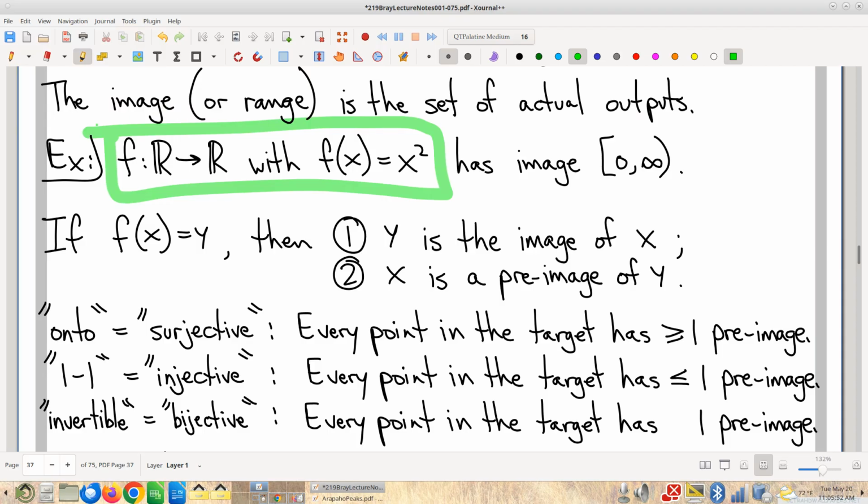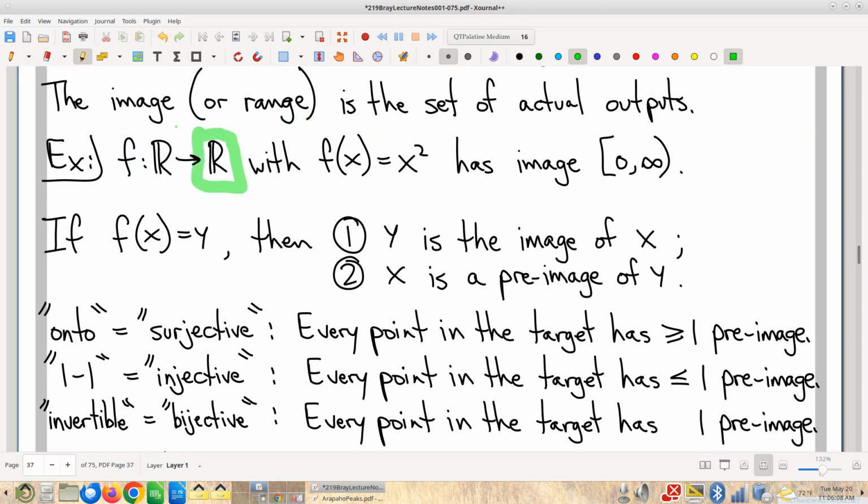Well, I allow any real number to come out, but notice not all real numbers actually do come out, right? Only the non-negative real numbers can ever actually come out of this, right? So the target here, the allowed outputs, is all real numbers. The image, the set of actual outputs, is not the same set.